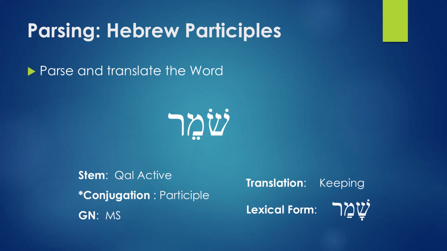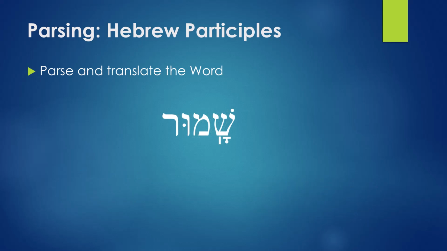And on conjugation, participles don't belong to the imperfect or perfect. They stand alone. So on conjugation, you're going to say participle. Gender and number, I said holem sere. When you check the paradigm, it is coming from masculine singular. How do you translate? Since this is coming from shamar, shamar means he kept. As a participle, it becomes shomer, and that becomes keeping. Lexical form is shamar.